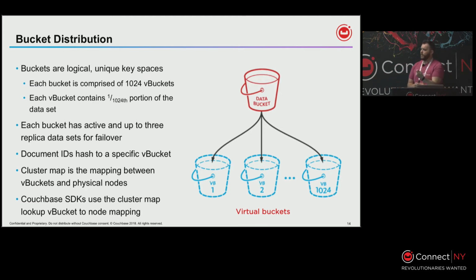And if we had configured our bucket with 1 replica, right, we would additionally have 256 replica vBuckets that are distributed evenly throughout the cluster. So in total, in the case of 1 bucket with 1 replica, right, we would have 2048 vBuckets.